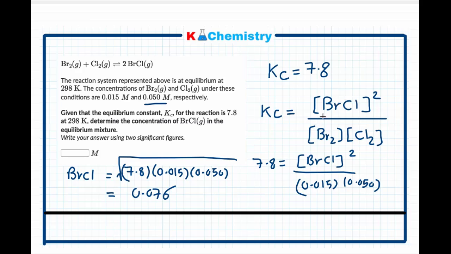This is the missing concentration. If you square this again and divide it by these two, you will get 7.8, if you want to double check that the answer is correct.